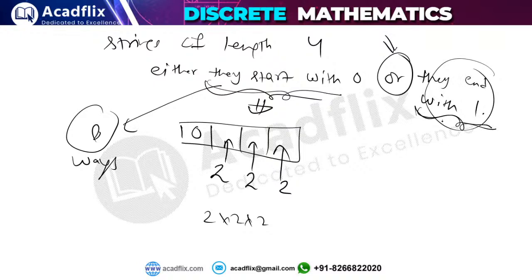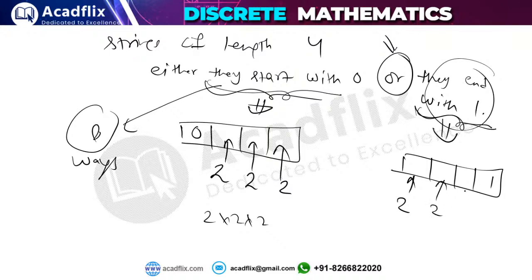How many ways are there to do this task? This task is saying end with 1. End with 1 means the ending symbol must be 1. There is no choice here; this must be 1. Here we have a choice: we can put 0 or 1. Here also, and here also. So how many will there be?